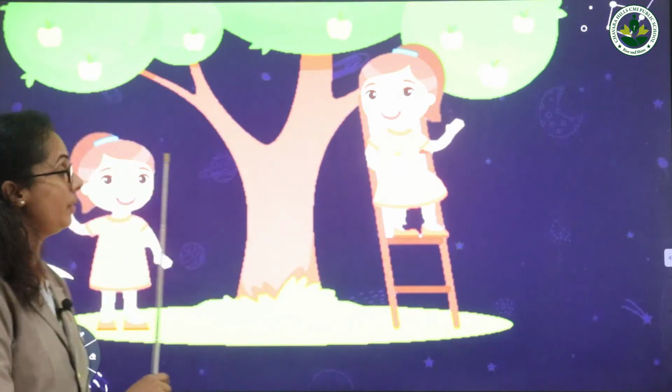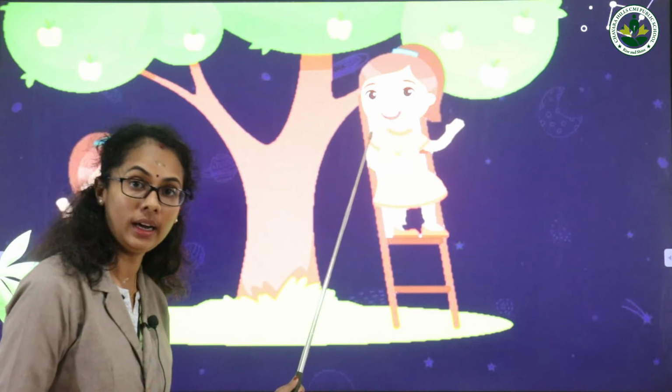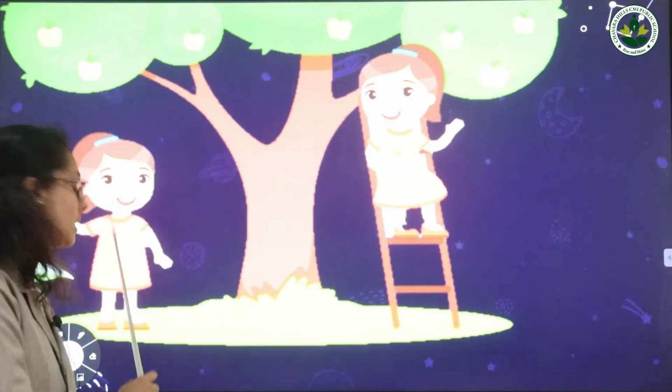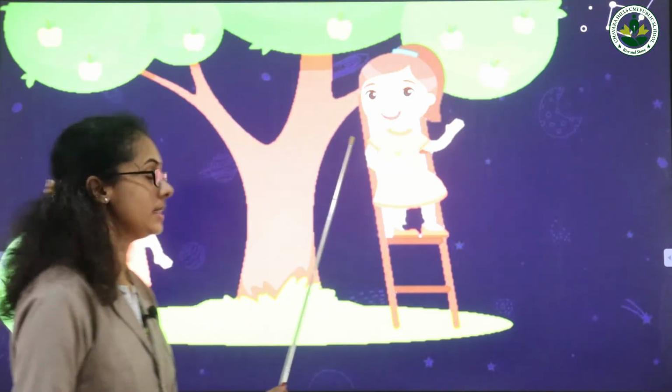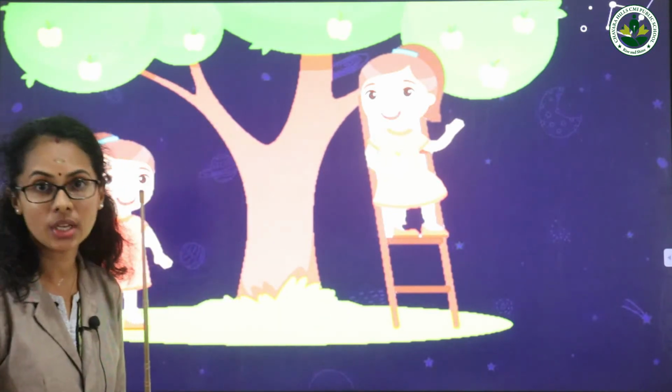Which is higher and which is lower? This one is higher and this is lower. This is the highest one, this is the lowest one.